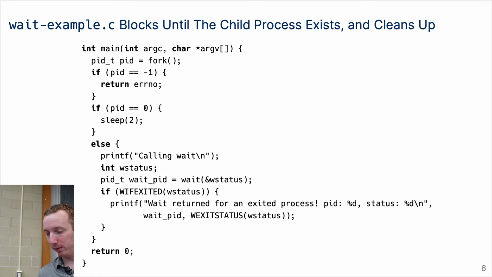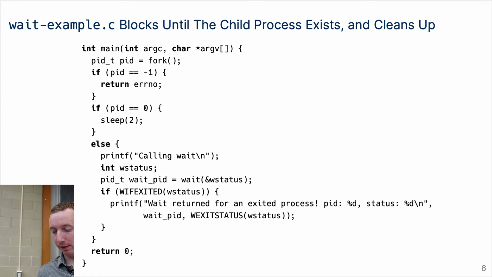In the child, it would go into this if branch and sleep for 2 seconds, which doesn't let it run for at least 2 seconds. Eventually the kernel will execute it again after that 2-second window, and it would return from sleep. Then we would fall outside of this if statement, hit return, which would be a return from main, which would call exit with the value 0, and then this process would be done.